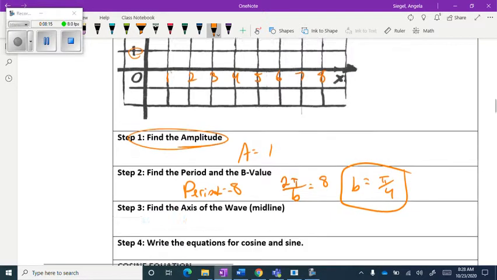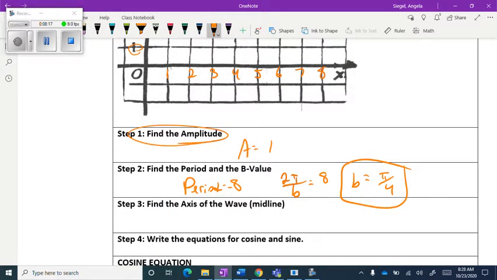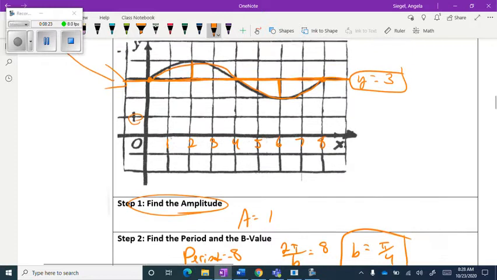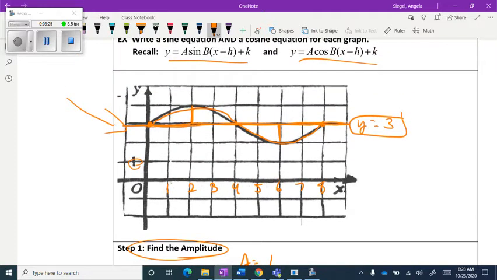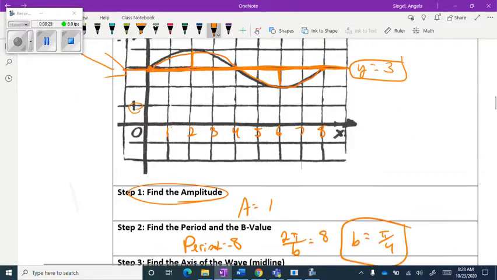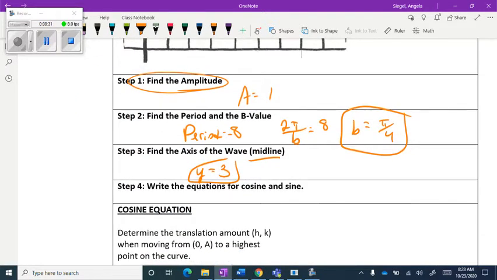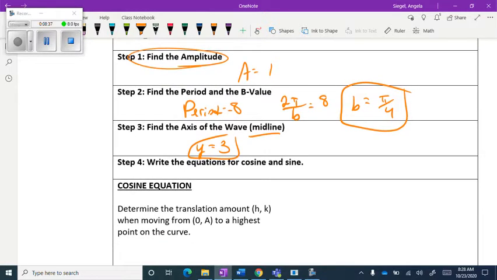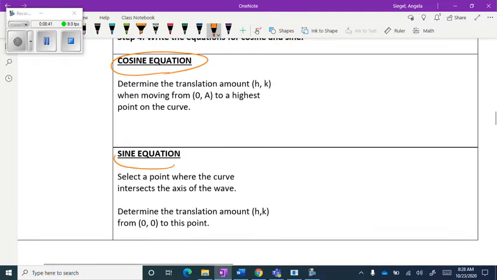We've also talked about the axis of wave equation. It's also called the midline. Like I said, I call it the axis of symmetry. But really what you're doing is cutting that function in half. And that's going to give us our k, how far up or down we go. So now we are going to think about, if it were a cosine equation, what would it look like? And if it were a sine equation, what would it look like?